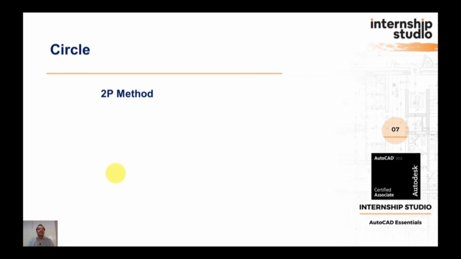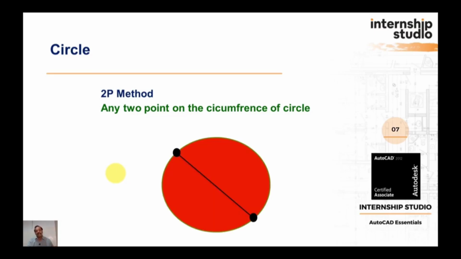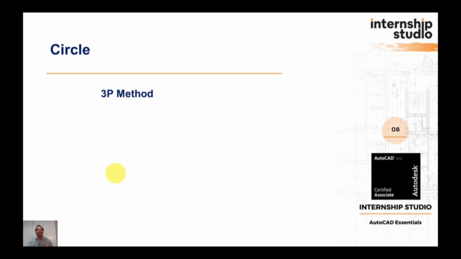First, the 2-point method. We are just going to give 2 points. By giving these 2 points, we will get the circle. We are not going to give any center point. We are not going to give any radius or diameter. Then what will happen? These 2 points will act as the diameter points of the circle. Automatically AutoCAD will find the midpoint of these 2 points and take it as the center point for this circle. It will construct this circle. So the 2 points you give will act as circumference points, or be set as diameter points, of that particular circle.